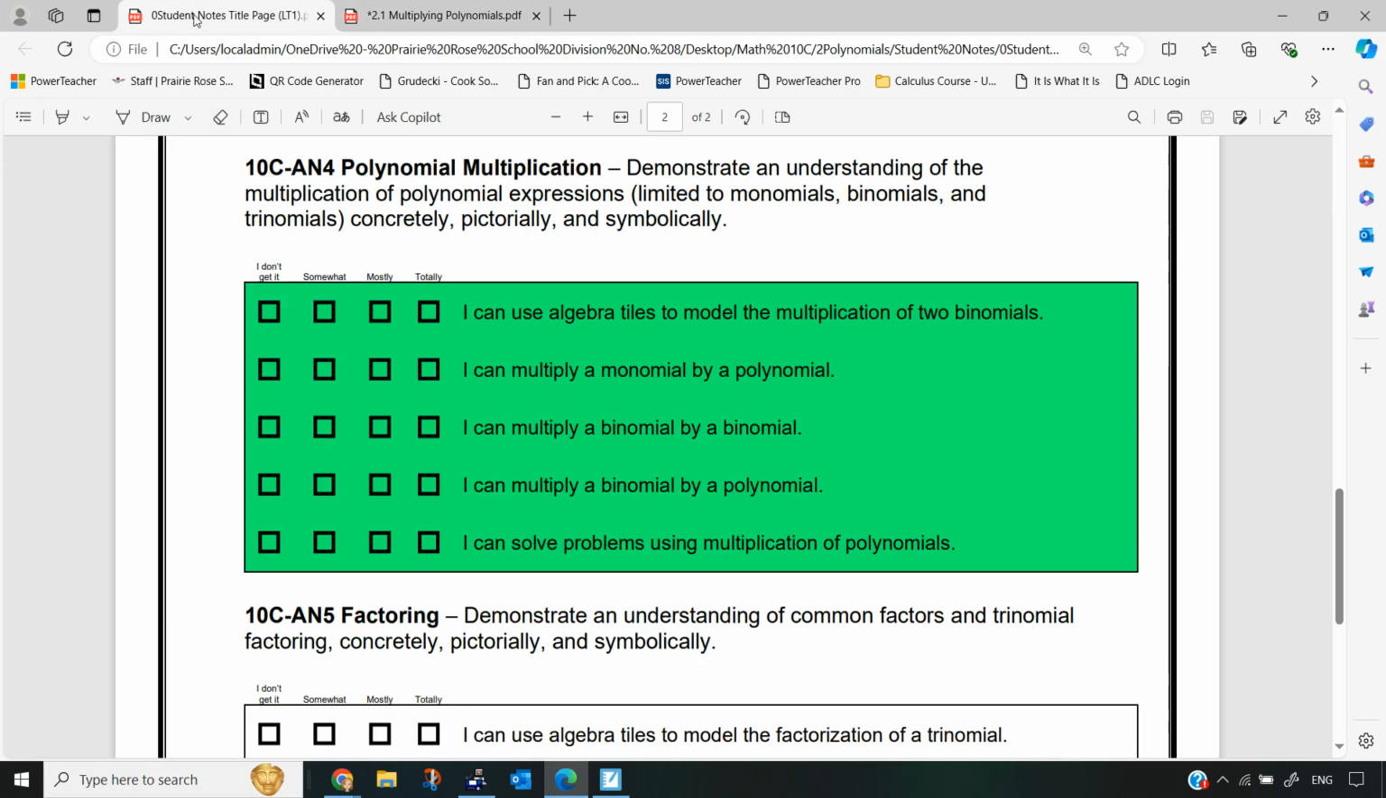By the end of this lesson, you should be able to use algebra tiles to model the multiplication of two binomials. You should also be able to multiply a monomial by a polynomial, a binomial by a binomial, and a binomial by a polynomial. And using those skills, you should also be able to solve problems using multiplication of polynomials.